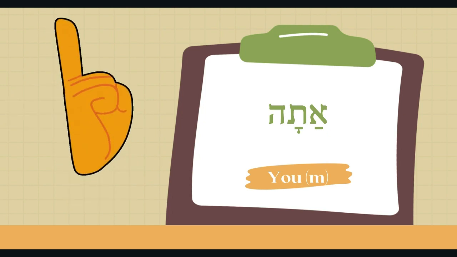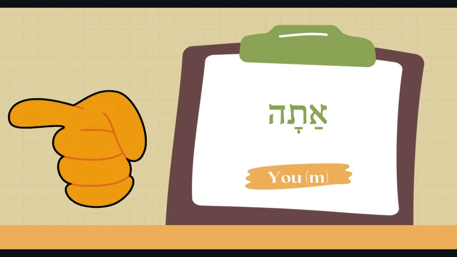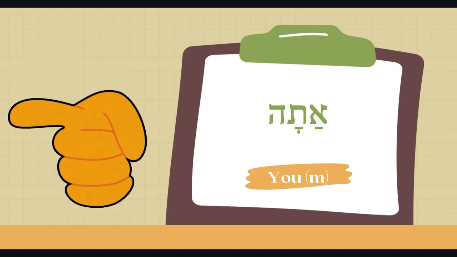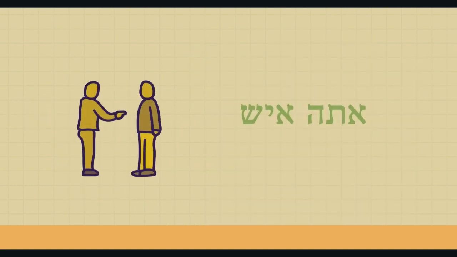Our next noun is for you in masculine. Ata. Ata ish. You are a man. Though ata is a masculine word, in certain situations it can apply to women as well. So for example, let's say you're in a room with 20 women and one man. You would address the women and the man in masculine using ata or atem.